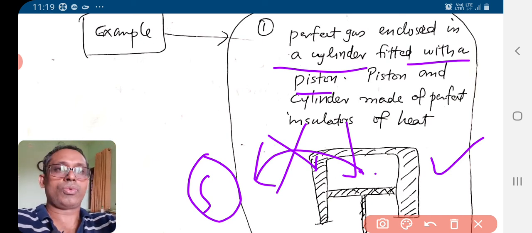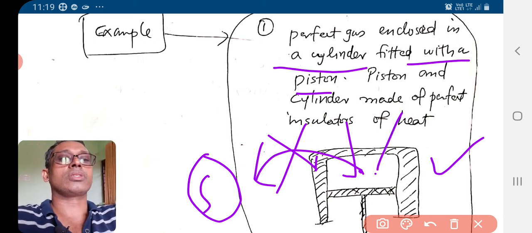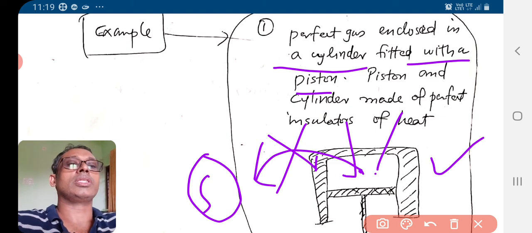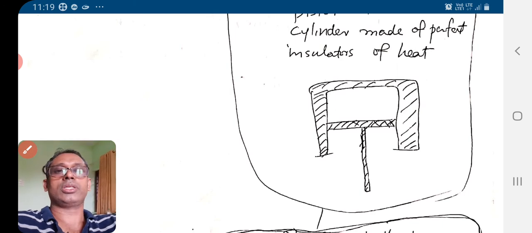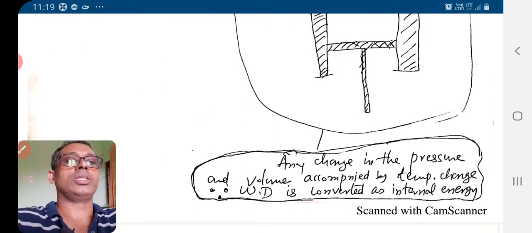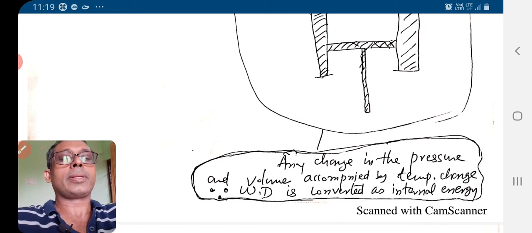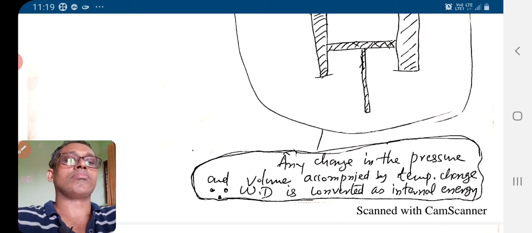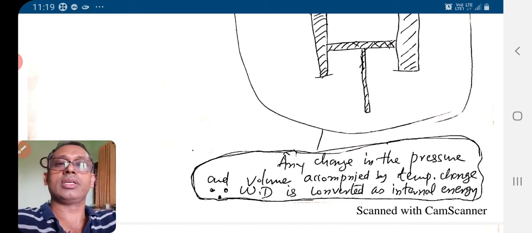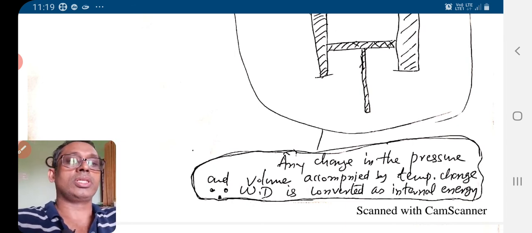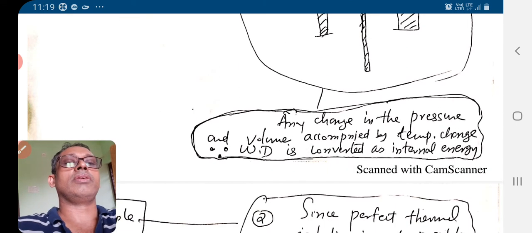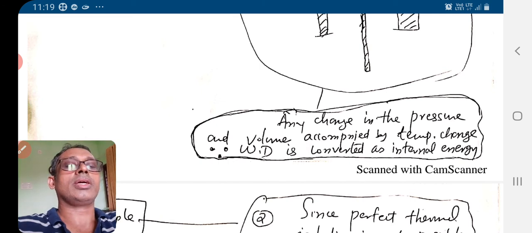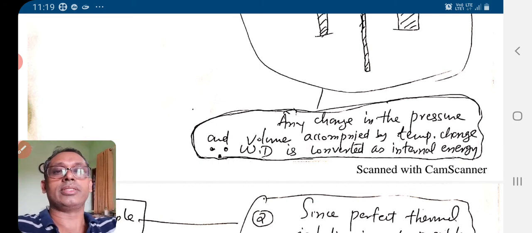Here, heat cannot flow from the system into the surroundings, so the temperature will change. Similarly, if you move the piston outwards, there will be expansion and a temperature decrease. Heat will not flow from the surroundings into the system, so that temperature change remains. So here pressure, volume, temperature, everything changes. This is because the work done is converted into internal energy.